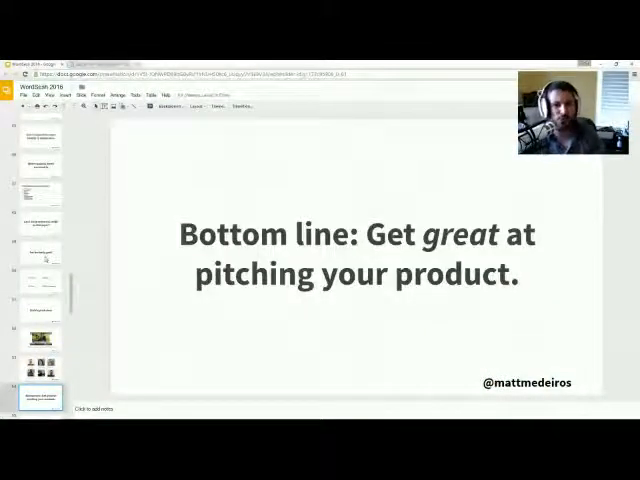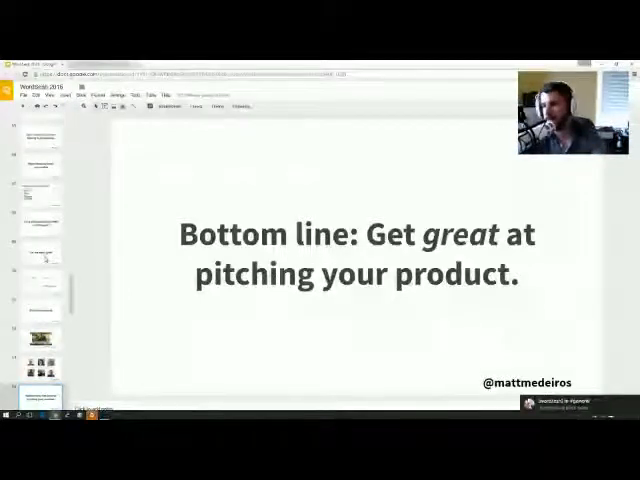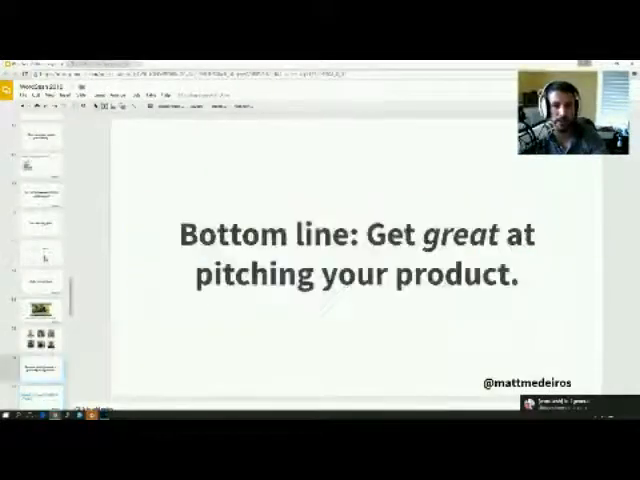Bottom line is, get great at pitching your product. I'm a mentor at a local accelerator group here, and I am at a co-working space, and I don't know about you, if you're in a co-working space, I heard some people talk about that earlier. There's a lot of businesses that come in, they're all entrepreneurs, and you have to get great at pitching your product. It can't be something that people just don't like hearing about or just don't understand, right? So get great at it.